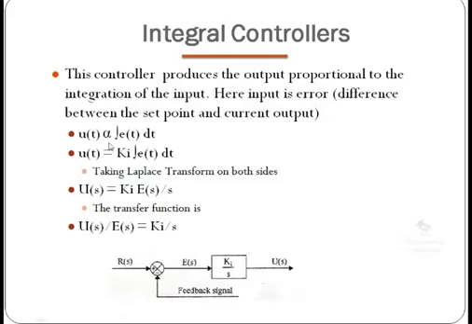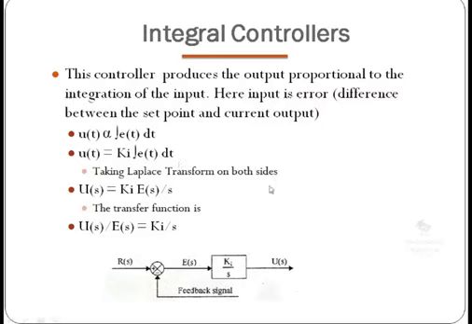So u(t) is directly proportional to the integral of e(t). If we want to remove this proportional symbol and introduce an equality, we have to introduce a proportionality constant called Ki. K stands for integral gain. So u(t) is equal to Ki times the integral of e(t) dt.